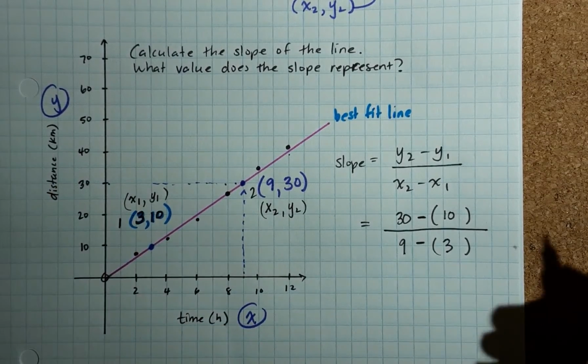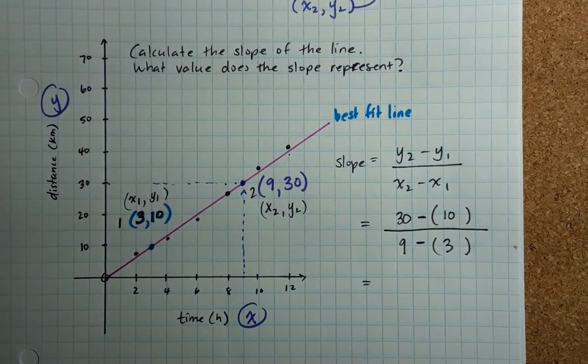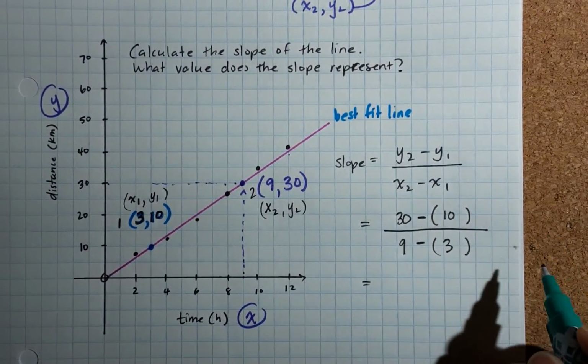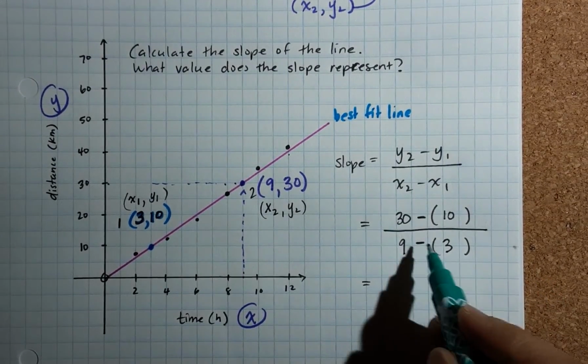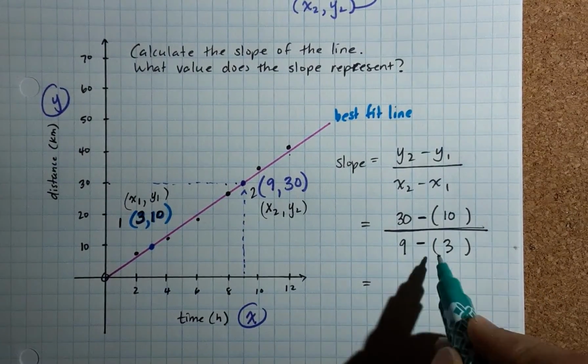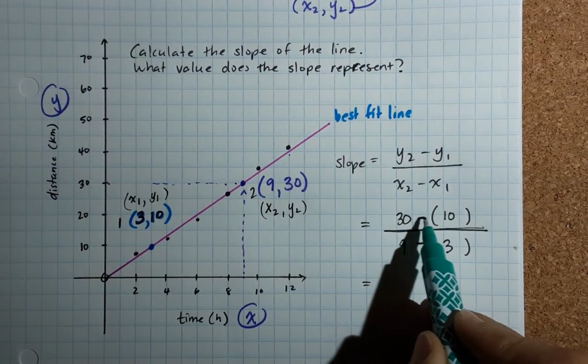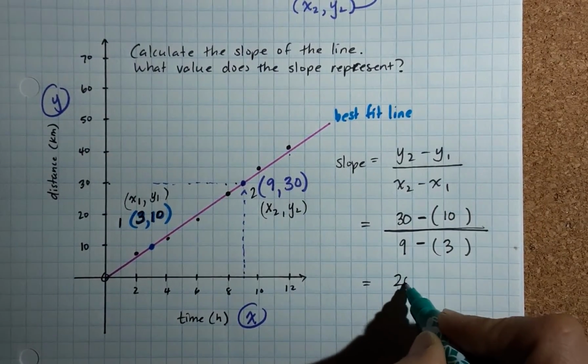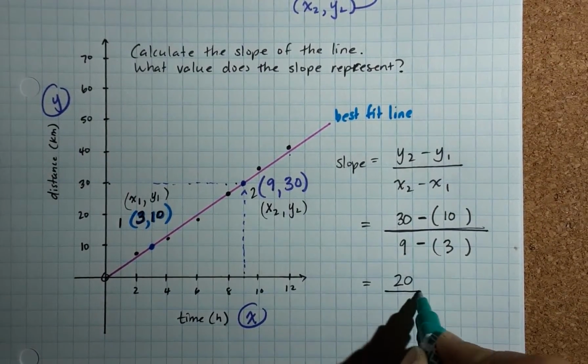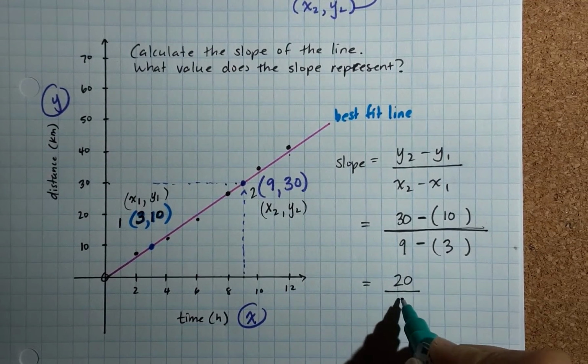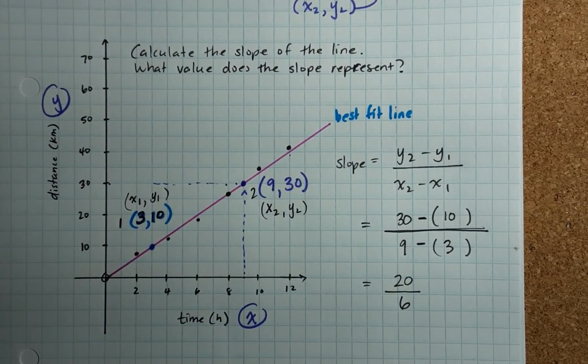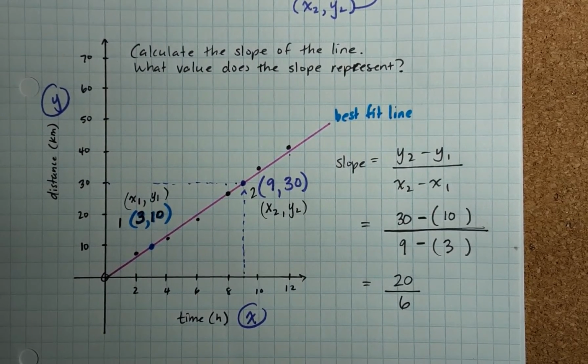And now you do the math. And because it's BEDMAS, we always have to do the numerator and denominator first. So it's going to be 30 minus 10, which is 20, and then 9 minus 3, which is 6. Now, I know in math class, I think they want you to leave this in fractions, but I want this to be in a decimal.